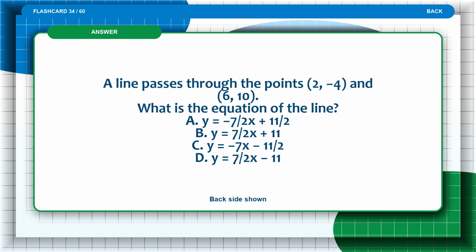The answer is: a line passes through the points (2, -4) and (6, 10). What is the equation of the line? A. y = -7/2 x + 11/2, B. y = 7/2 x + 11, C. y = -7x - 11/2, D. y = 7/2 x - 11.